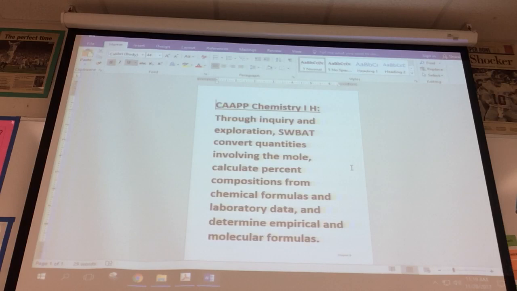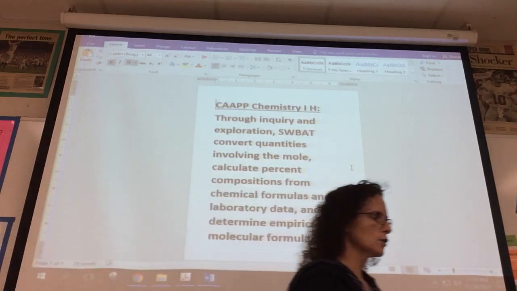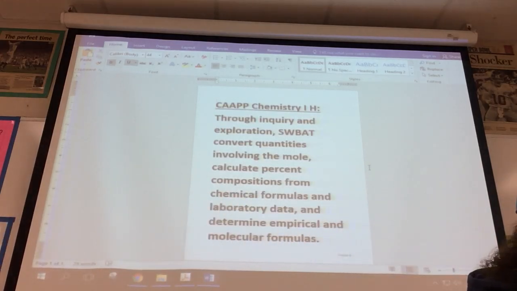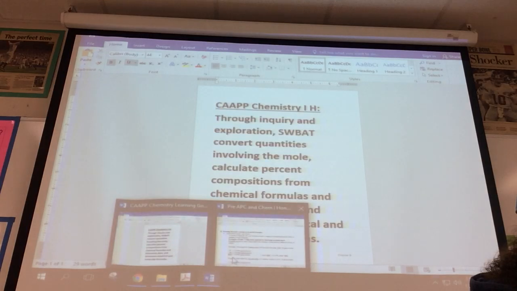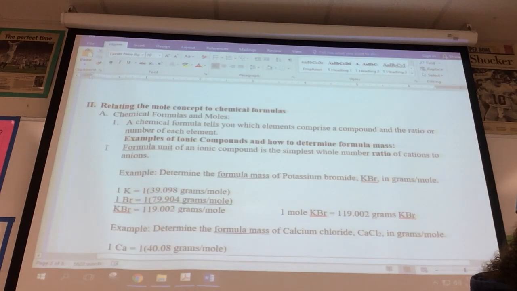Very similar, one additional twist. I think you'll be very successful with it. We'll get into percent comp later in the week with a really cool lab on percent comp and empirical and molecular formula determination next week.